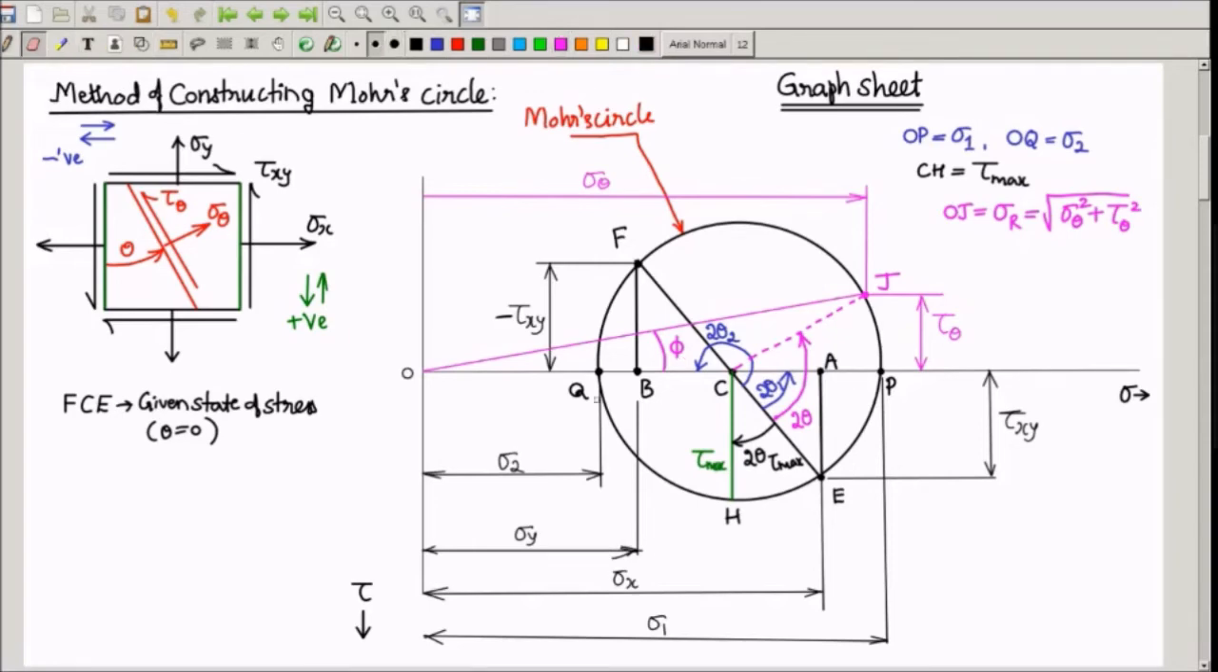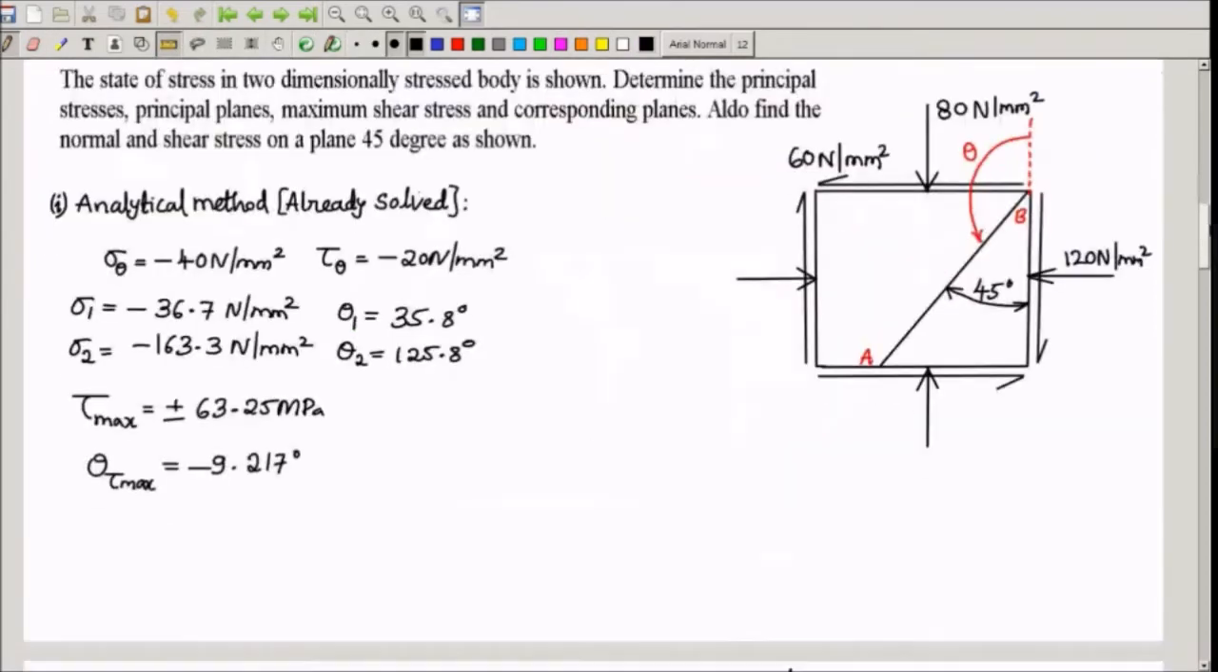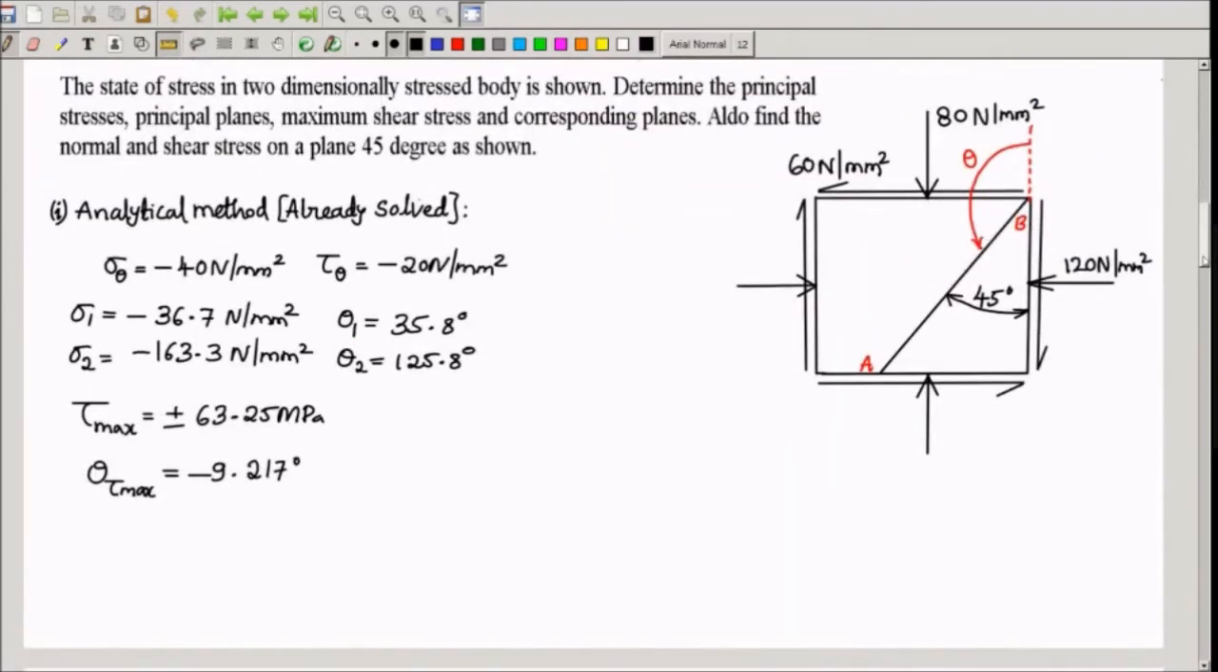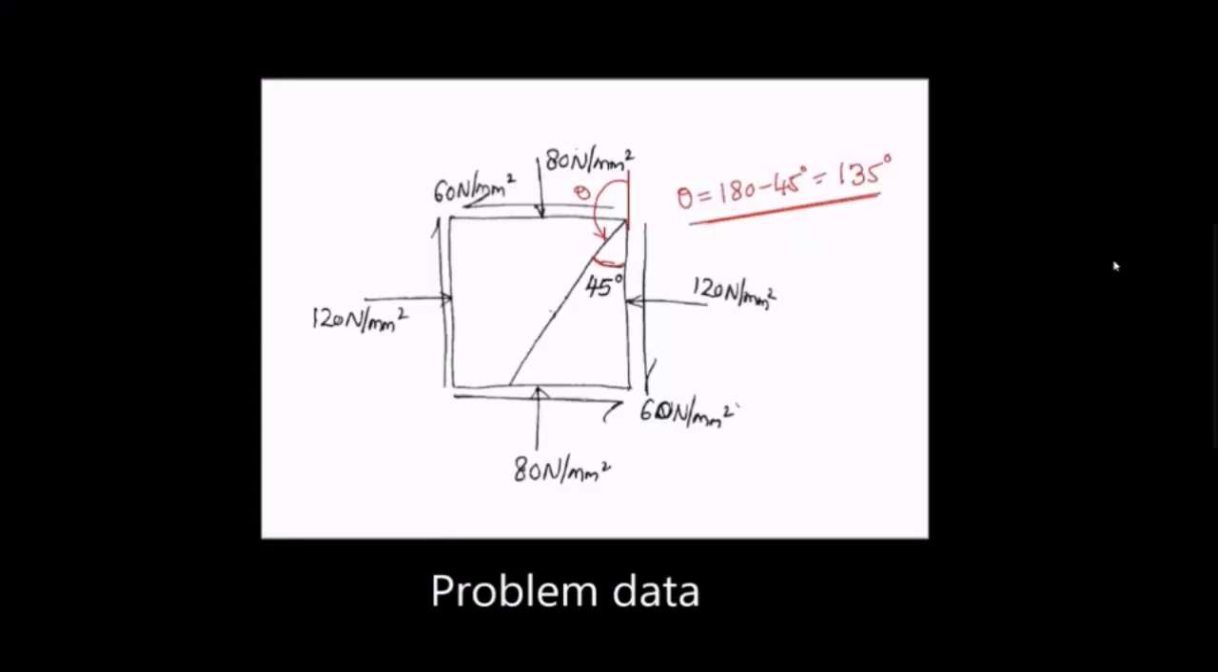So we have found out all the unknowns using Mohr circle method. This is a procedure for any problem in Mohr circle method. So we will try to apply this procedure for this problem, for which analytical solution is already available. In this problem, sigma x is minus 120, sigma y is minus 80, tau xy is minus 60, and theta is 180 minus 45, which is 135 degree.